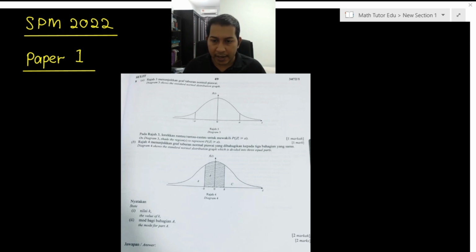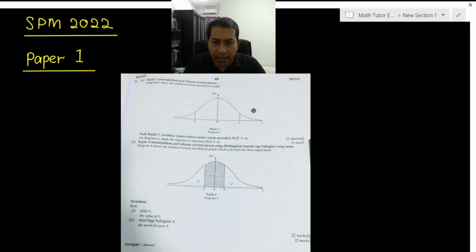For part B, diagram 4 shows the standard normal distribution graph which is divided into 3 equal parts. As you can see here, you have part A, part B and part C. So the question asks us to state the value of k and the mode for part A. So this is the overall question 8. Take your time to solve this question and we will begin the discussion in the count of 5, 4, 3, 2, 1. Let us begin our discussion for question 8 part A.